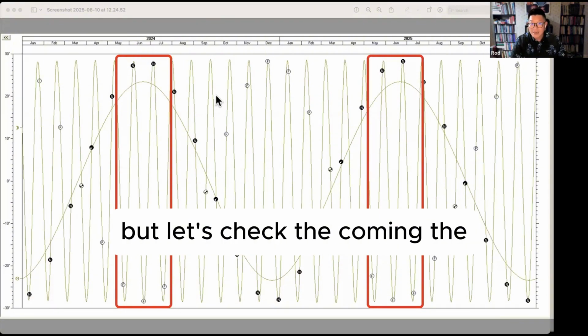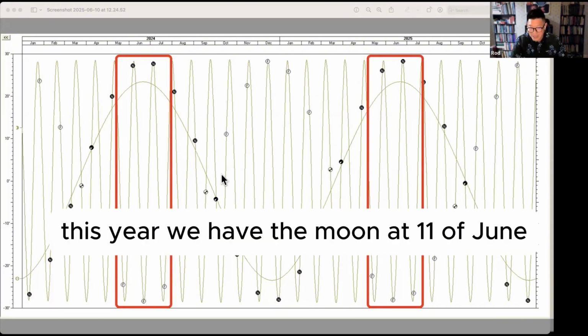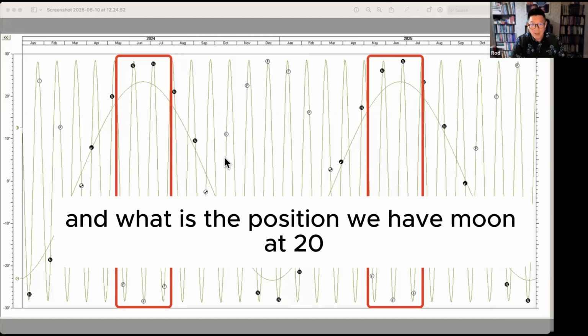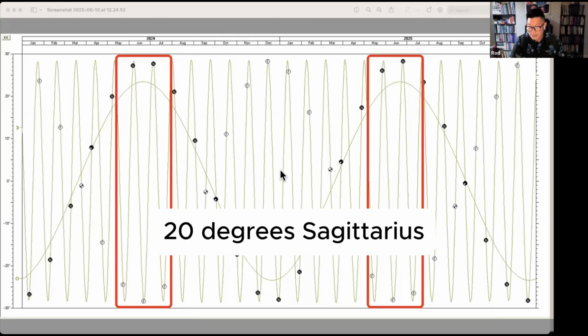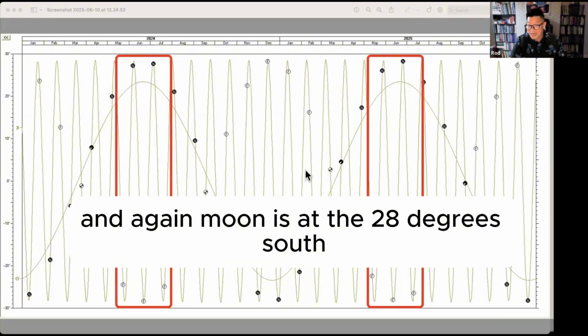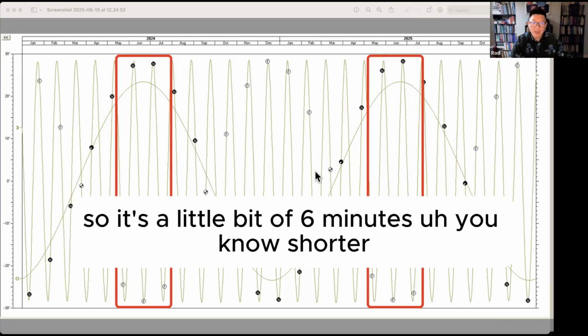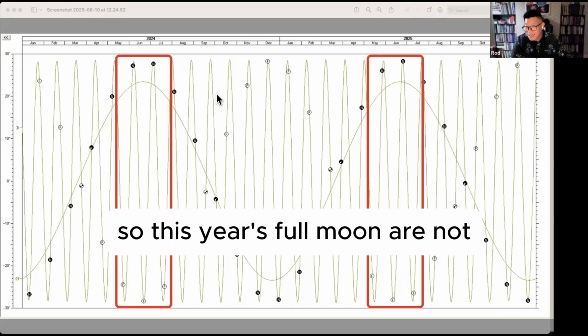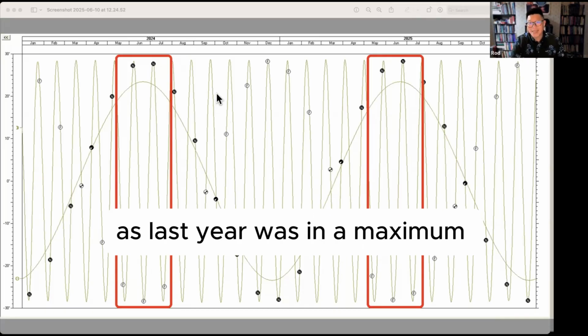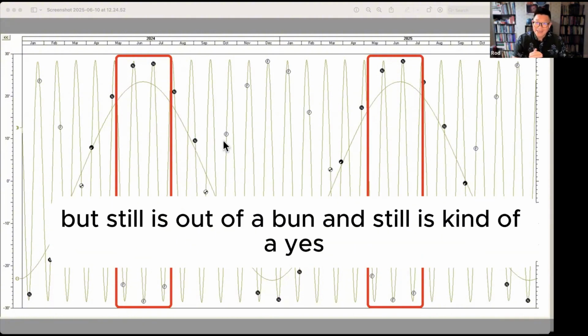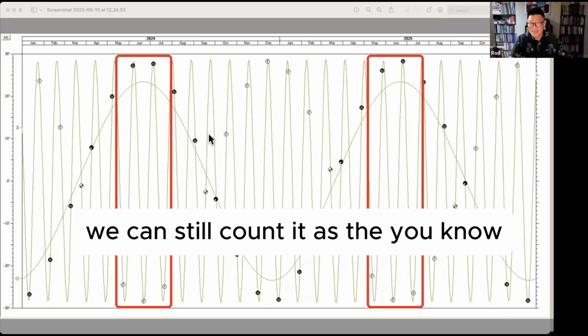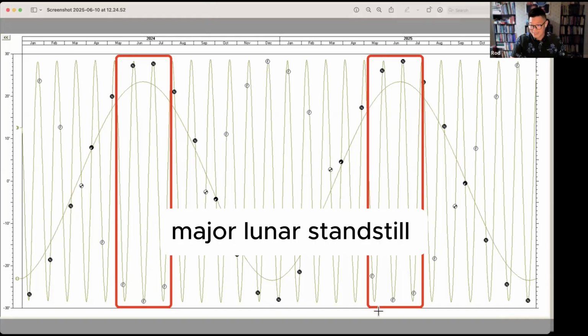Well, but let's check this year. We have the moon on the 11th of June, and what is the position? We have the moon at 20 degrees Sagittarius, and again the moon is at 28 degrees south, but this time we only have 28:05, so it's 6 minutes shorter. So this year's full moon is not at a maximum like last year, but it is still out of bounds, and yes, we can still count it as the major lunar standstill.